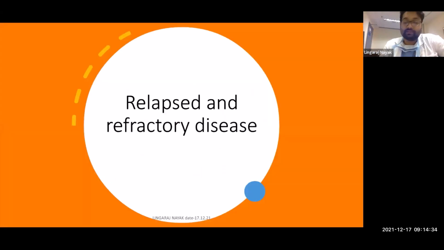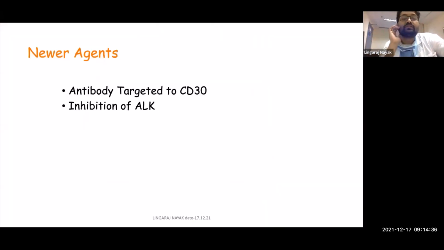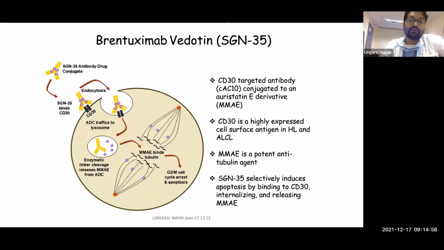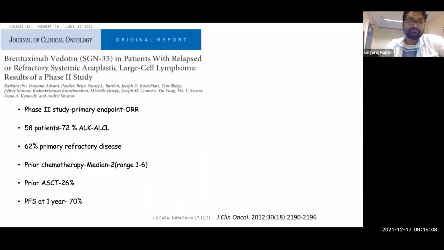Now, what is there in relapsed refractory disease? In relapsed refractory disease, you have brentuximab, which is an ADC targeted against CD30, and you have ALK inhibitors. ADC, all of you know, is an antibody drug conjugate. We have a chemotherapy attached to an antibody with a linker. The antibody is targeted against a specific antigen in the tumor, and that leads to tumor-directed delivery of the chemotherapy. So brentuximab is an ADC with the target against CD30, and the chemotherapy is an auristatin E derivative.